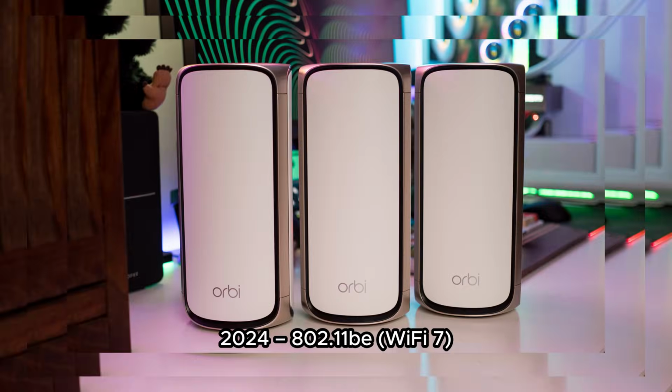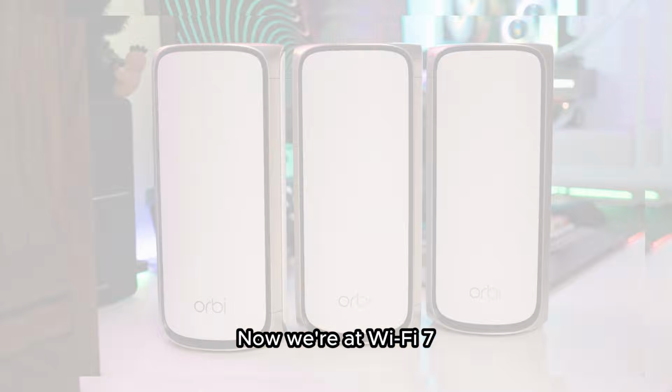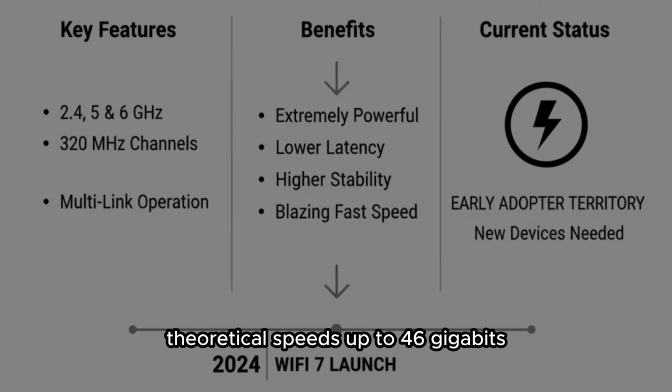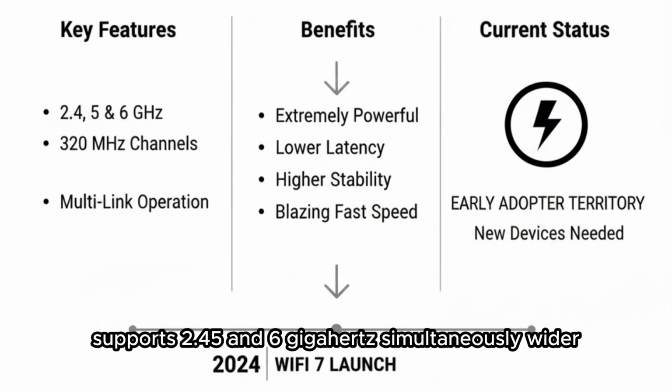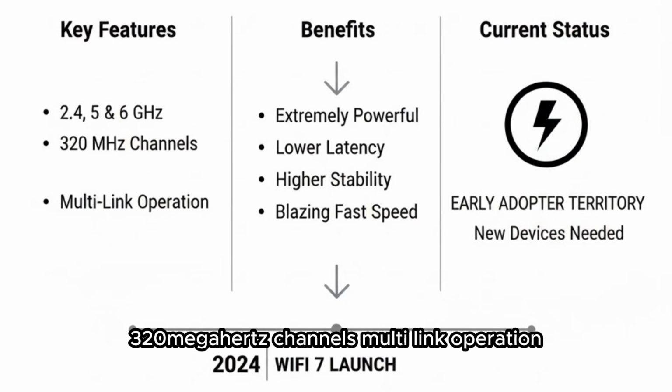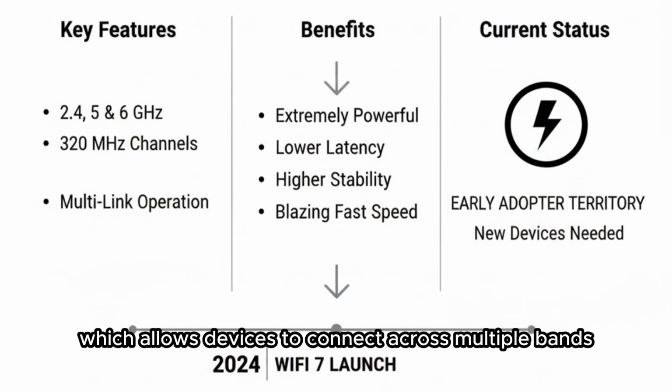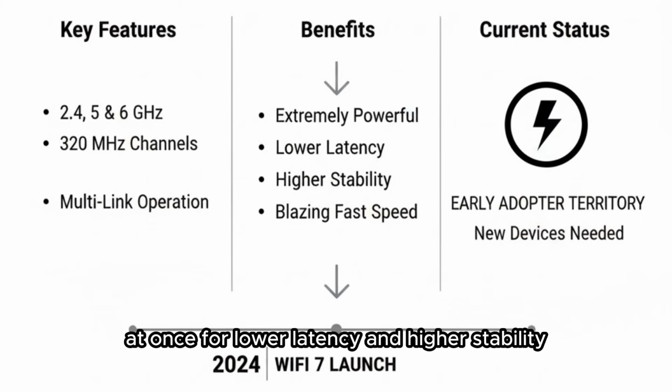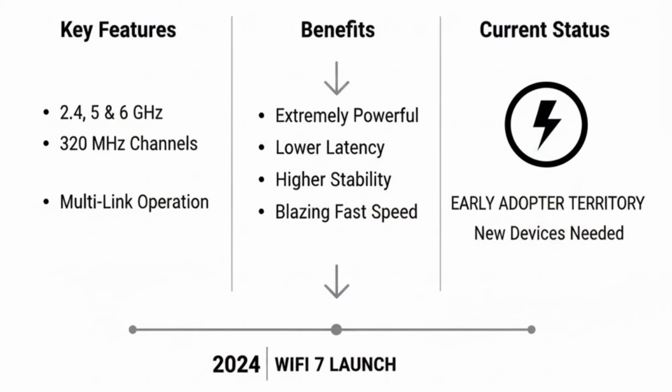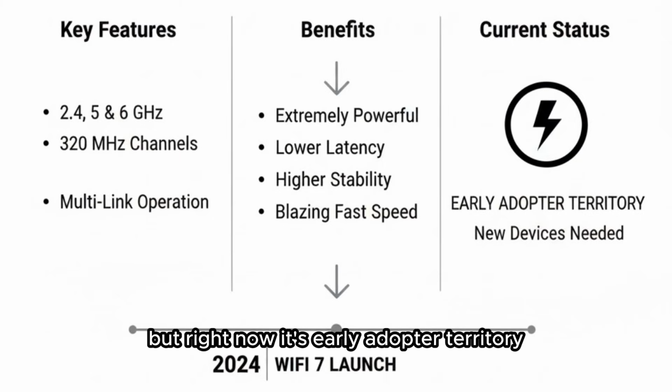2024, 802.11be, Wi-Fi 7. Now we're at Wi-Fi 7. Theoretical speeds up to 46 gigabits. Supports 2.4, 5, and 6 GHz simultaneously. Wider 320 MHz channels. Multi-link operation, which allows devices to connect across multiple bands at once for lower latency and higher stability. It's extremely powerful, but right now it's early adopter territory.